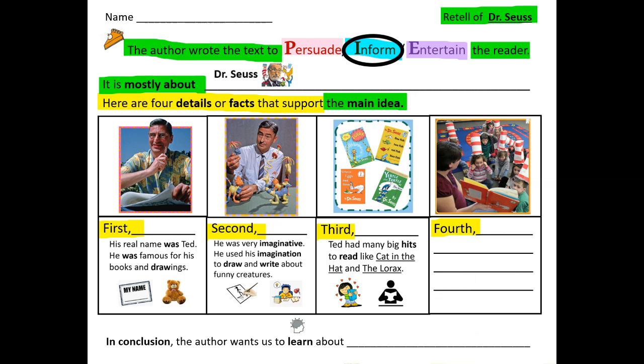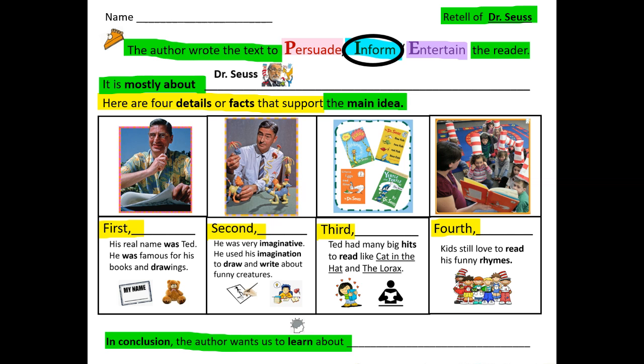Fourth, why do children enjoy Dr. Seuss books? Fourth, kids still love to read his funny rhymes. So kids enjoy his funny rhymes. That's one reason why they love to read his books. So in conclusion, the author wants us to learn about who? What's the biography about?